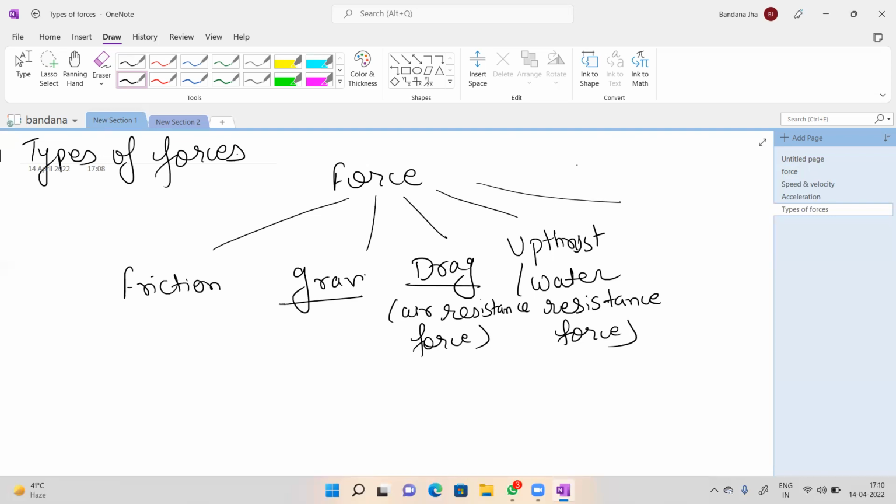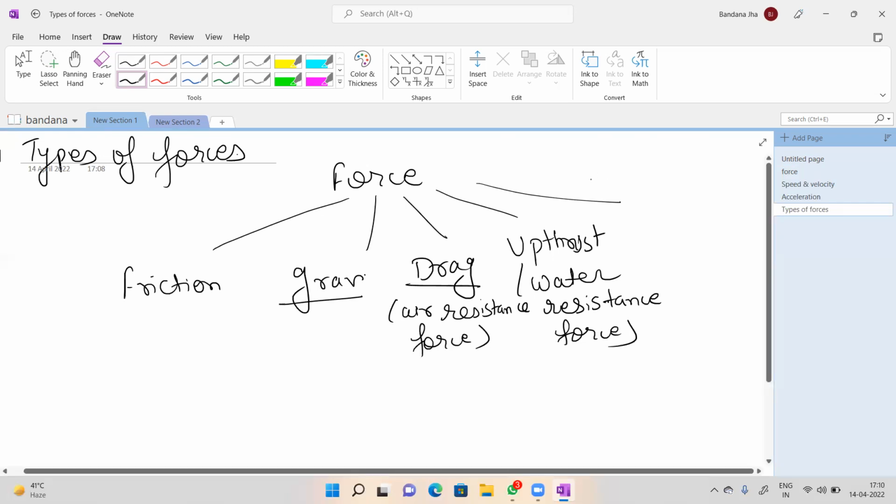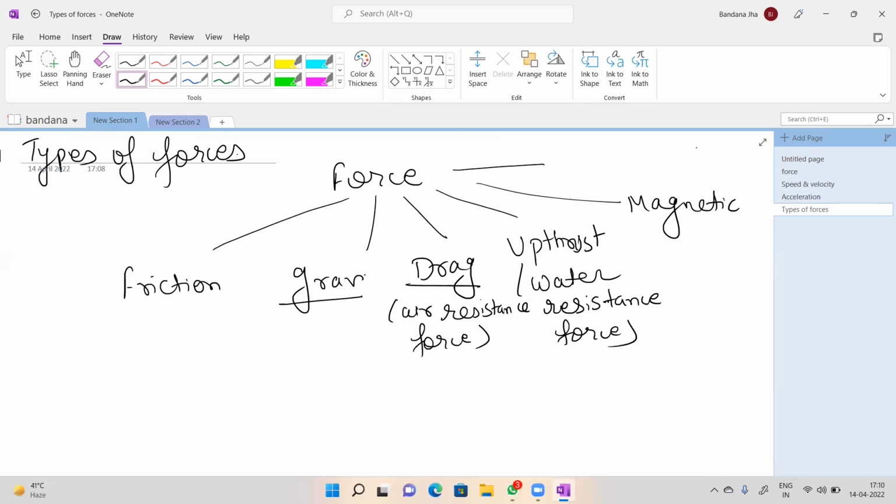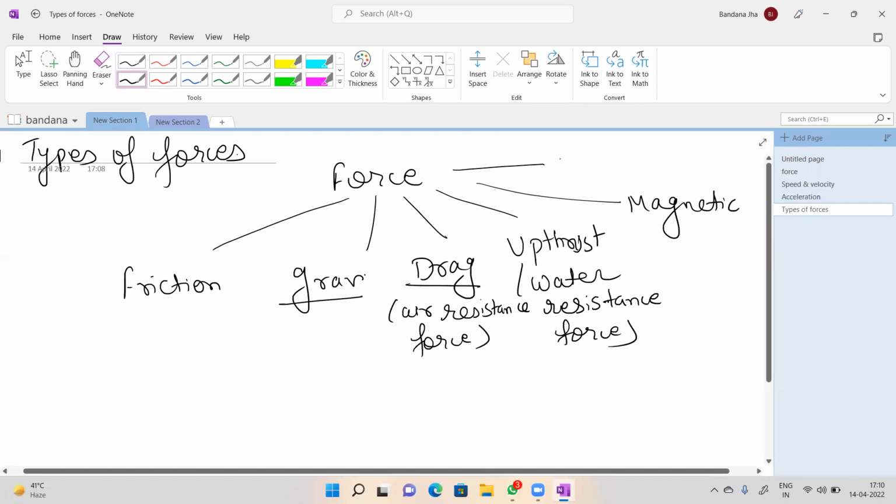Then, any idea? You know magnets also attract each other. Oh yeah, magnetism force, which means magnetic force. More. You know electricity. In electricity, charges are also moving. That is known as what? Electrostatic force. So this is a new force for you.